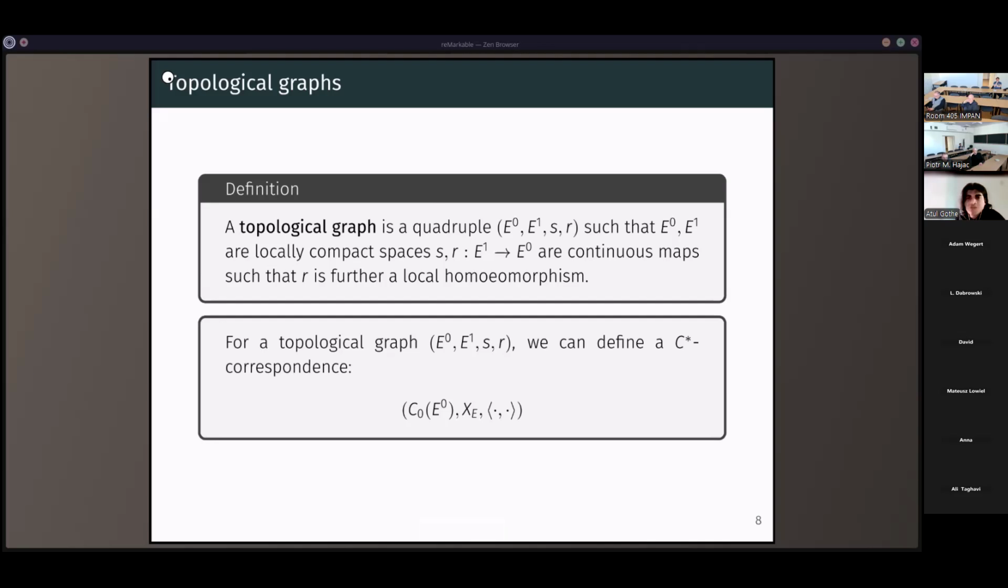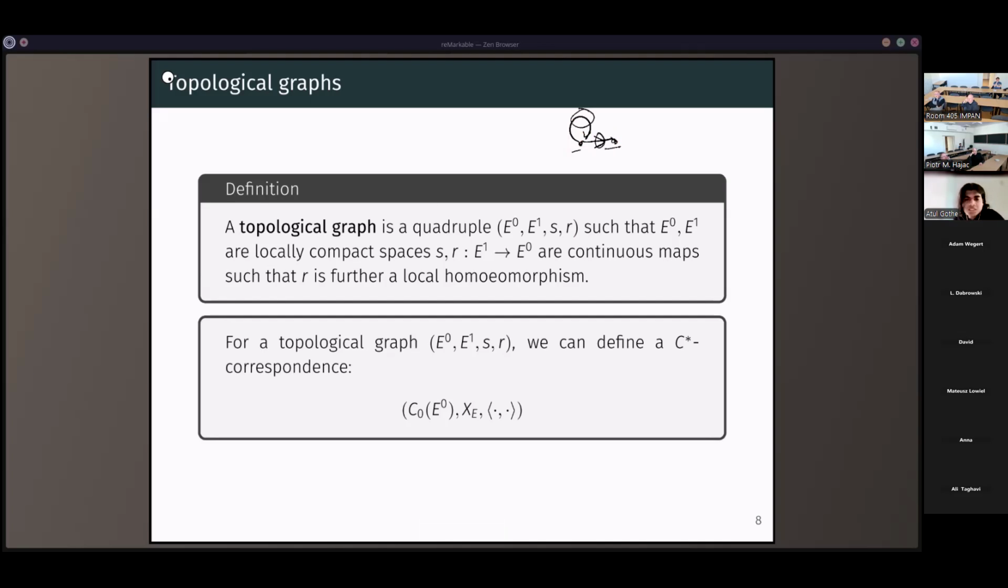One way to define such nice C-star algebras is through topological graphs. A topological graph, as the name suggests, is a generalization of a usual directed graph. A usual directed graph is, for instance, two vertices with an edge here and an edge here. So this is just a classical directed graph, with two vertices and two edges. So what is a topological graph?